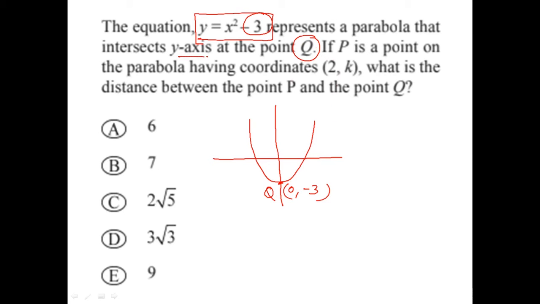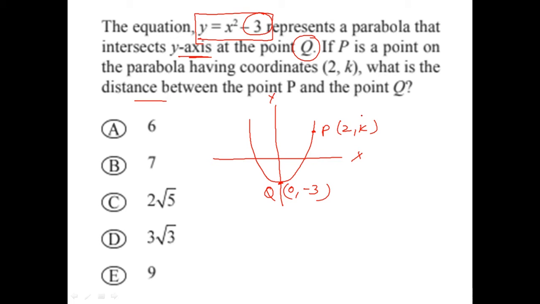Okay, because it cuts the y-axis at point Q, right? So this is the y-axis, this is the x-axis. Now point P is on the parabola. Let's say point P is over here and the coordinates are (2, k). And what do we have to do? Find the distance between P and Q.